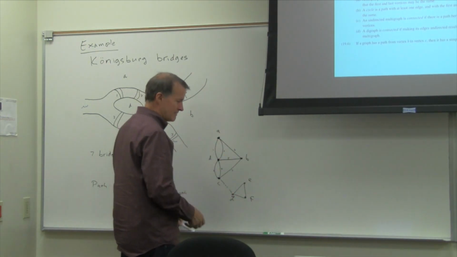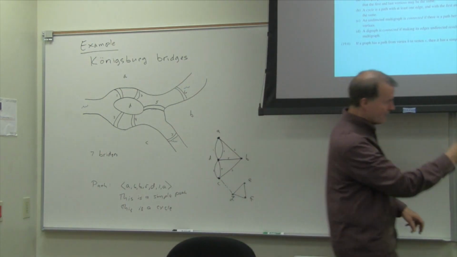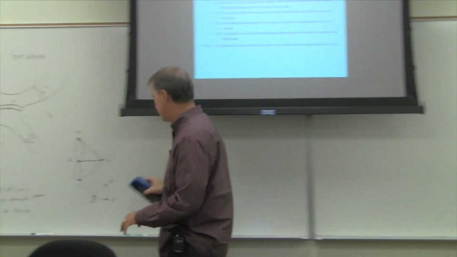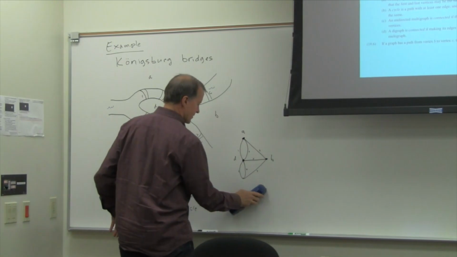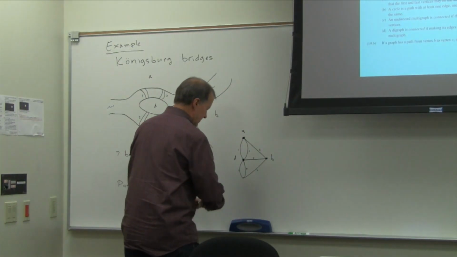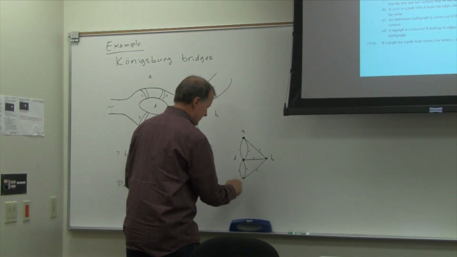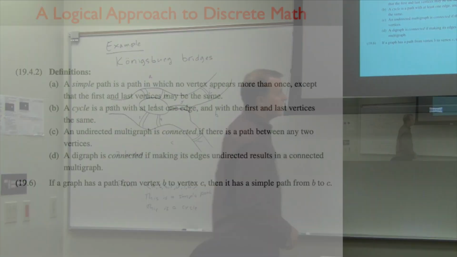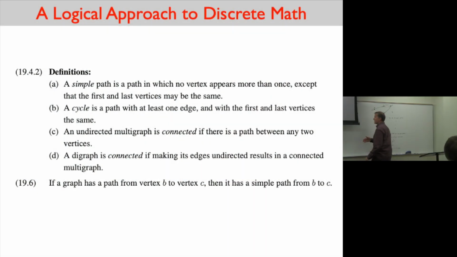Are you with me? So that one's not connected. But if you took away A, it would be. Right, that's right. So that's the definition of connected for a multigraph.